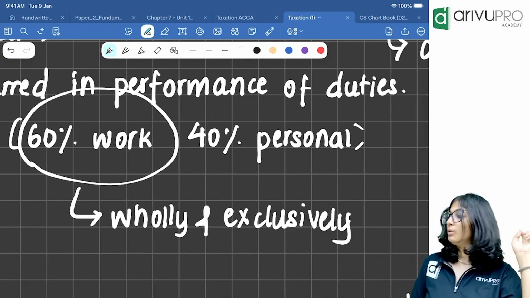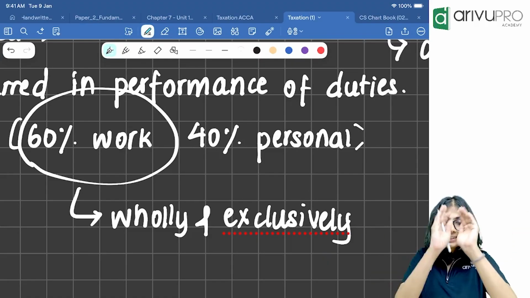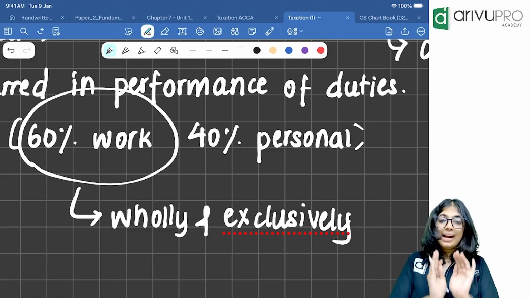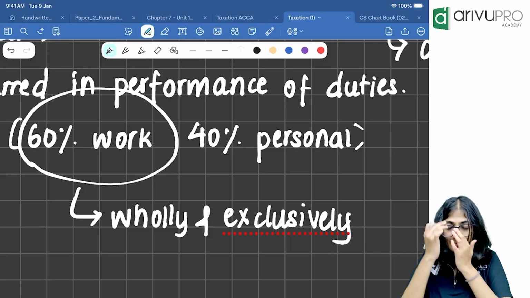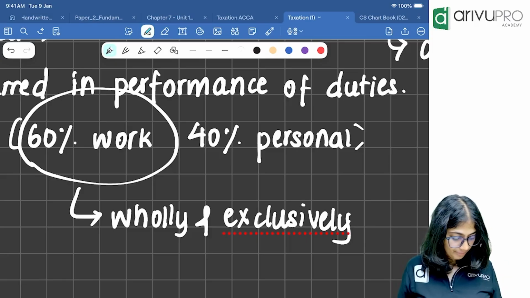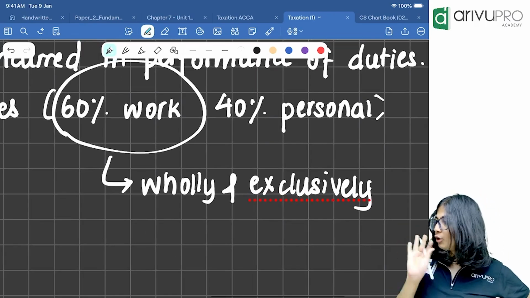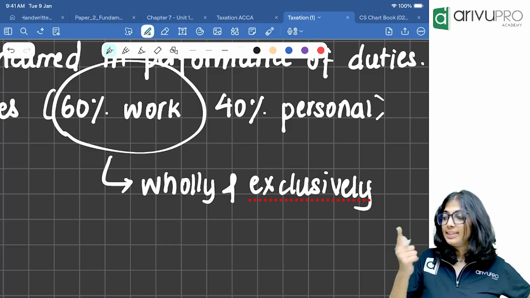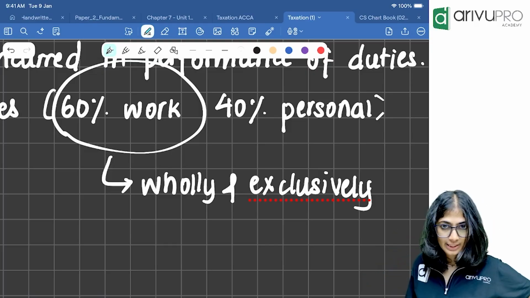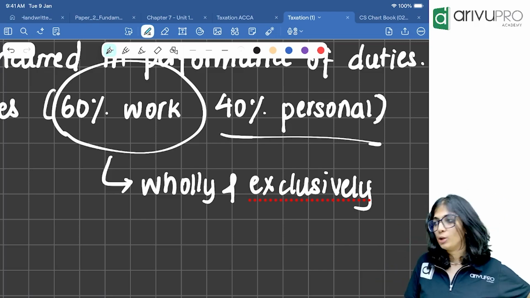Exclusive to the work that you're doing as an employed person. Wholly, the entire amount, and just for that employment duties. That is what it means. You have to be like, hey, the objective of incurring this expense is for you to perform your duties. Personal stuff is not an allowable expense.